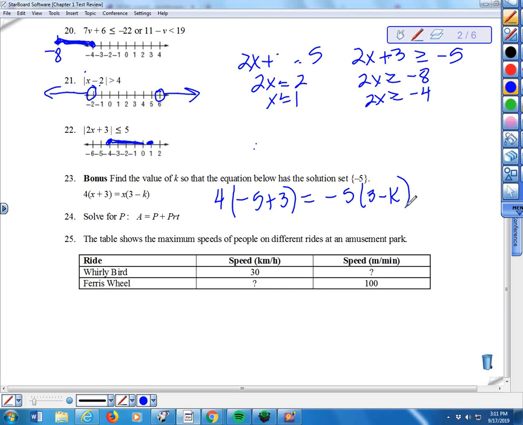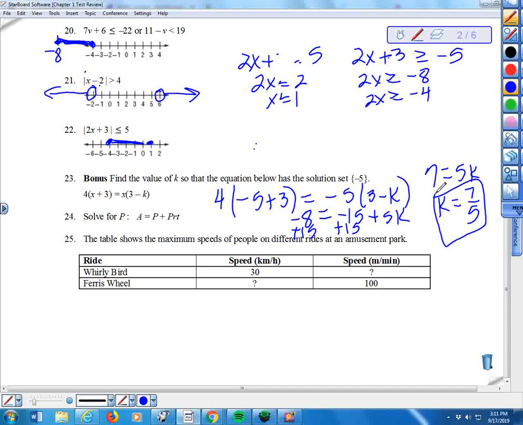So -5 plus 3 is -2, times 4 is -8. And then I've got to distribute: -15 plus 5k. Then we add 15, and we get 7 equals 5k. So k is equal to 7/5.